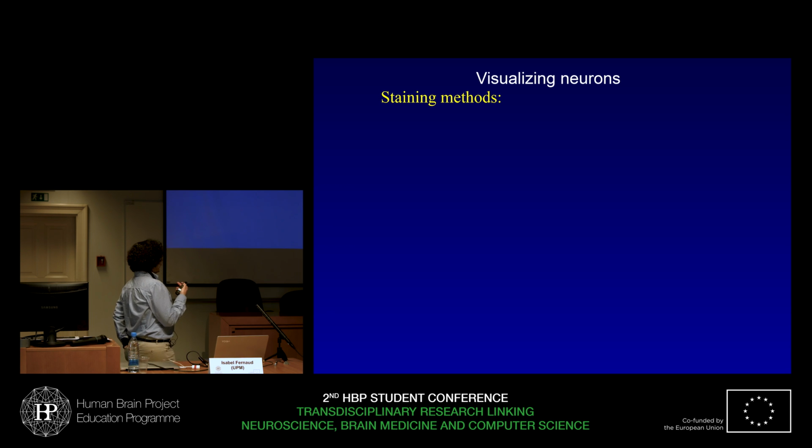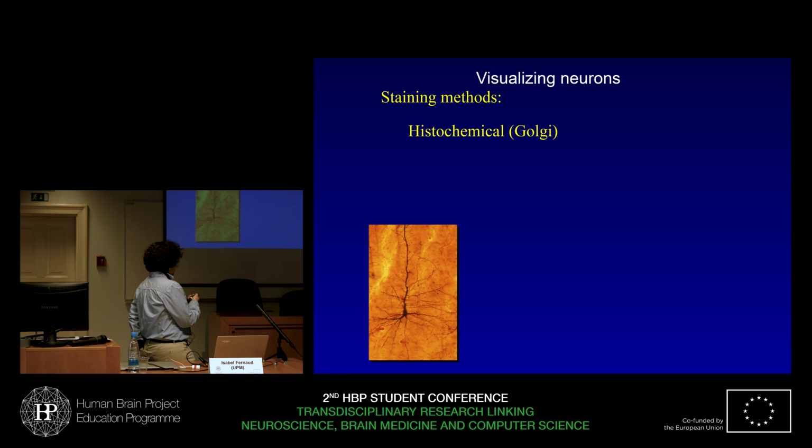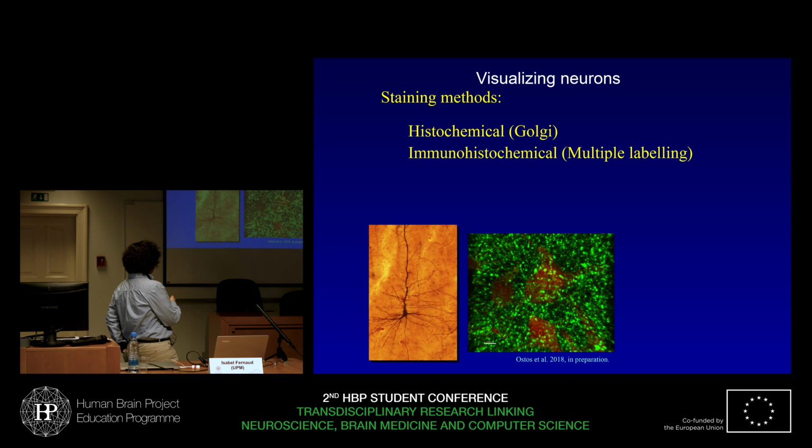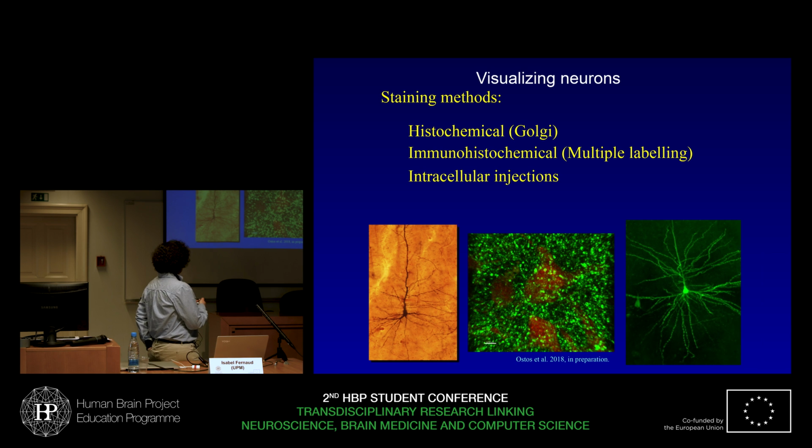First of all, depending on the goal you want to achieve, you have to use staining methods to visualize your neurons. So in optical microscopy, you have histochemical methods like the Golgi. You have immunohistochemical methods that allow you multiple labeling. Here you have an example like the one in the video, but here the neurons are in red, the terminals are in green. You can make colocalization studies, you can study diverse structures.